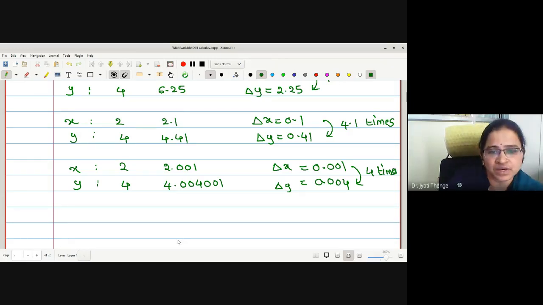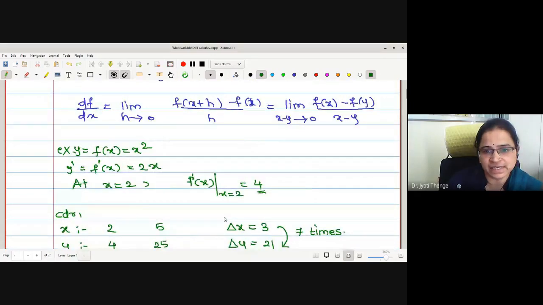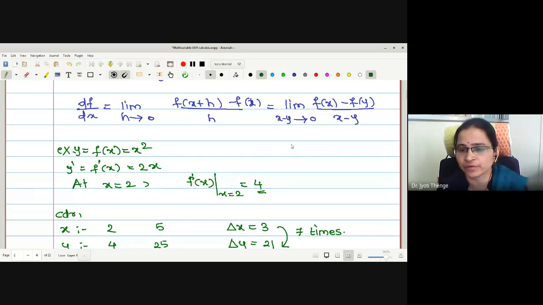How is this giving us a rate of change? Change in y is 4 times change in x only if the change in x is very small. Therefore, we should not forget this: x minus y tends to 0. Or if I take in terms of x and x plus h, this h tends to 0.